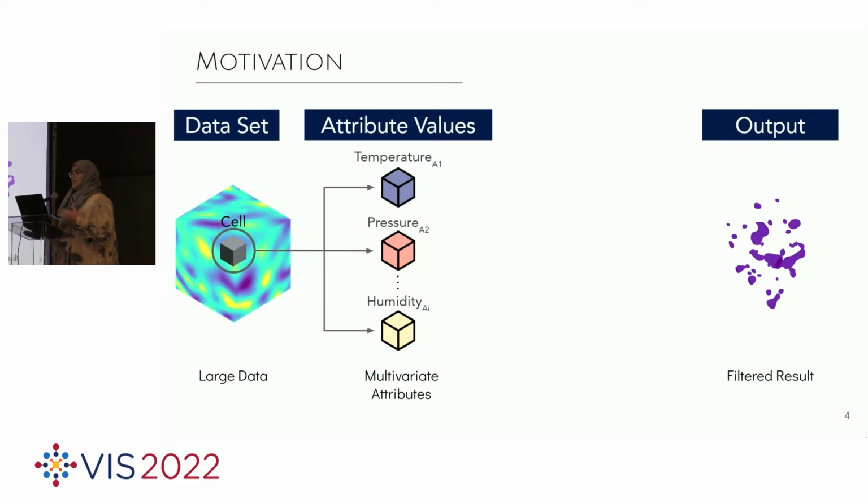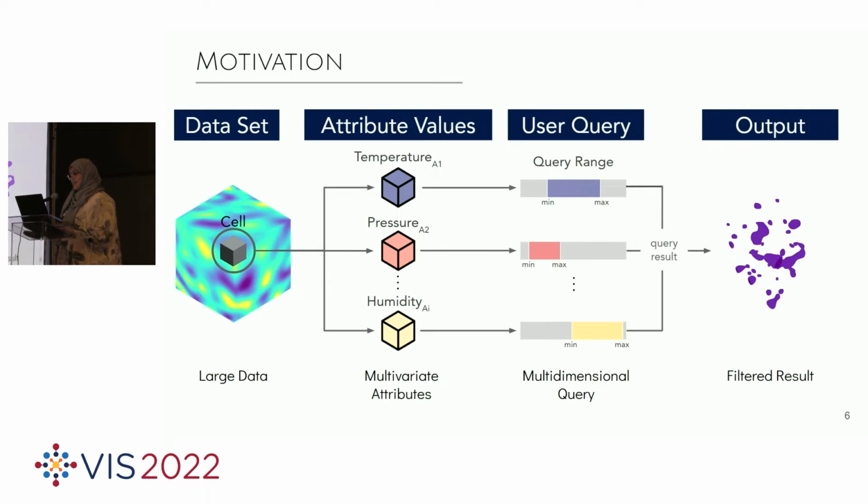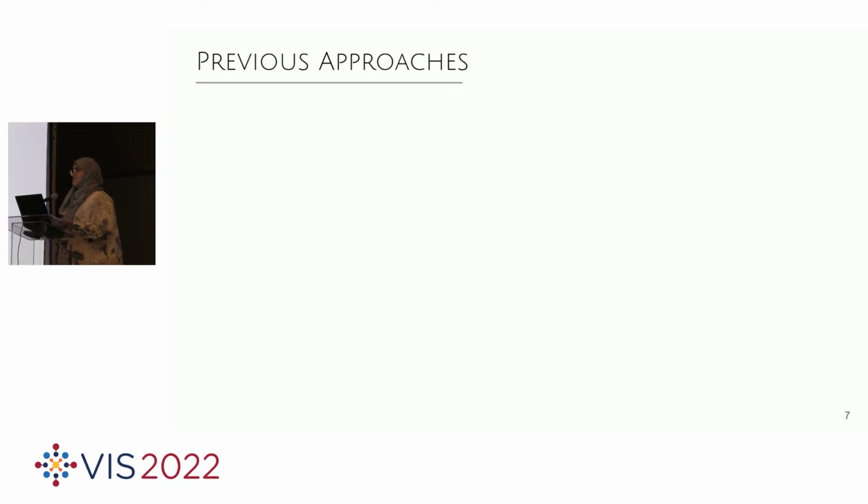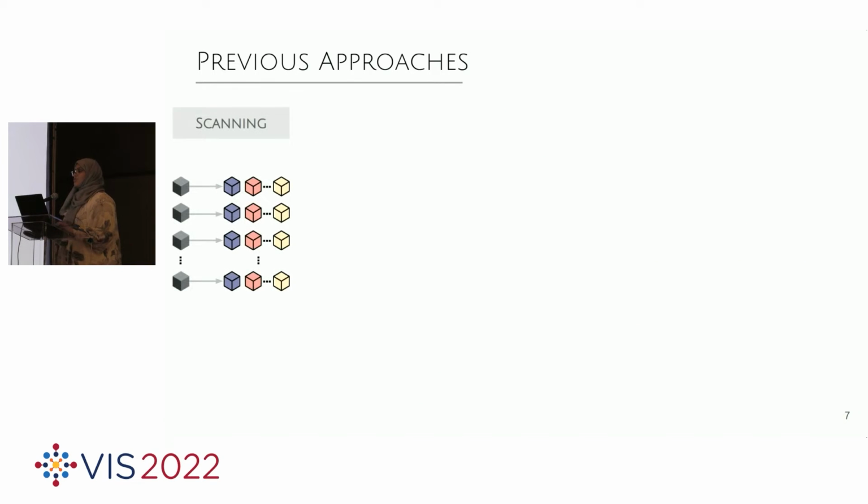In order to get the filtered result, we need to apply a user query, and the scalability to such data is challenging when applying a range query of multiple attributes. So there are multiple solutions to this problem. The brute force solution is called scanning, which looks at each cell with all its attributes individually. This method is straightforward, and the result is the ground truth, but it scales linearly to the input data size and the number of attributes.